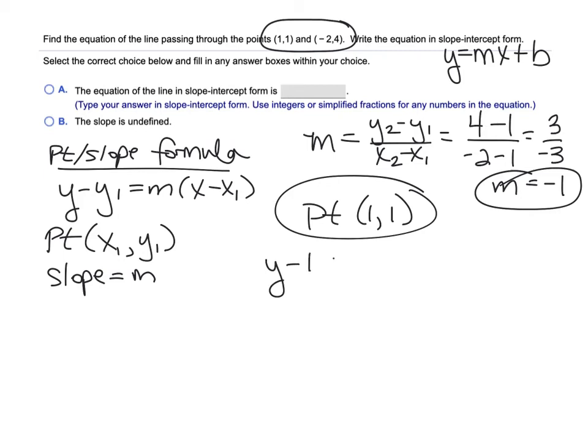y minus y1 equals the slope times (x minus x1). Nice and simple. Now let's solve it in terms of y.